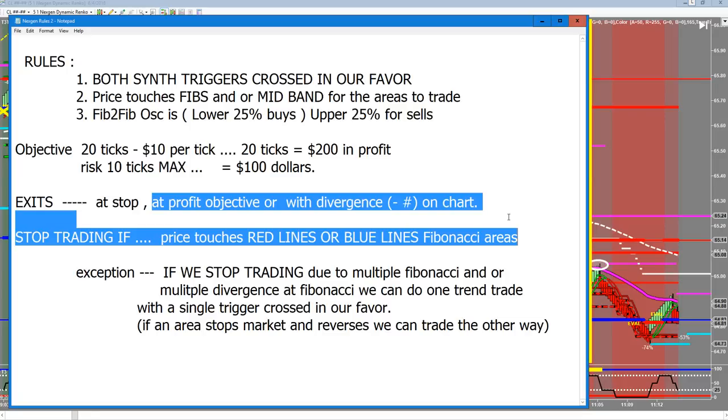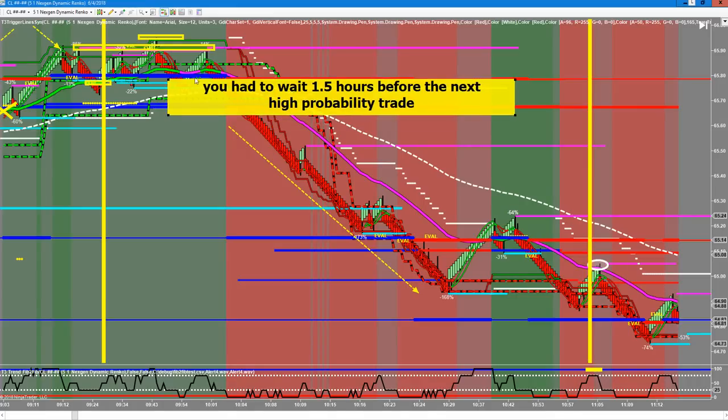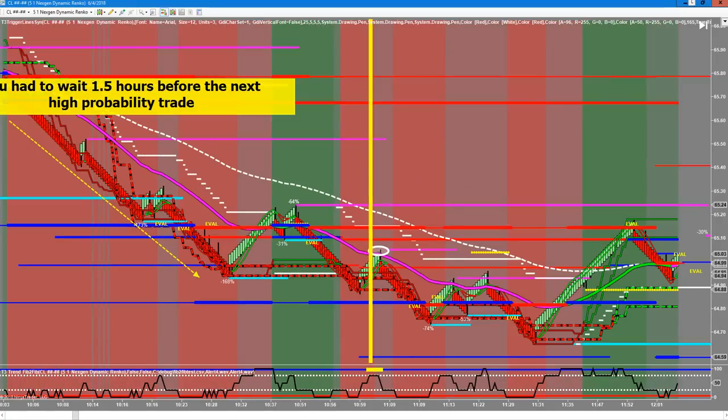So again, it's a four-letter word: wait. Probably the hardest part of trading is waiting, isn't it? Because you think you're missing something. You think, oh my God, I'm missing all that money, and you're not. Your rules aren't met. And when you think of it in those terms, then you will start making money.